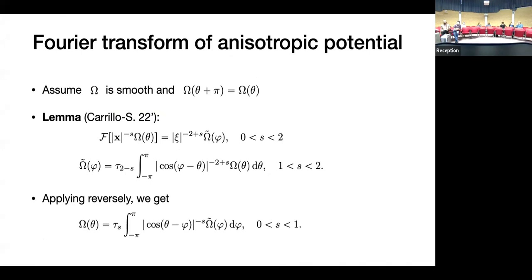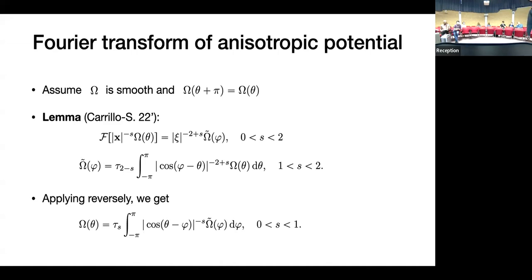Okay, so this motivates us to study the Fourier transform of the anisotropic potential, because if we are in a case of LIC, then everything is a lot simplified. For example, we have uniqueness of energy minimizer, and we can check that just by using the Euler-Lagrange condition.